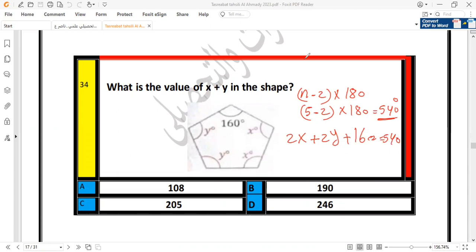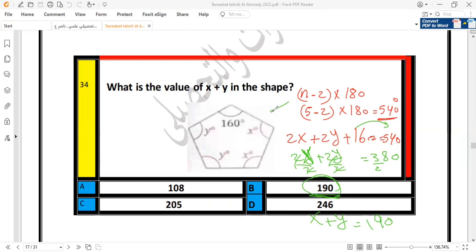Okay, 540. Subtract 160 from both sides. Okay, so it's going to be 380. So 2x plus 2y equals 380. Divide both sides by 2. So x plus y equals 190. Okay. So here first of all you have to find the sum of angles of the pentagon.